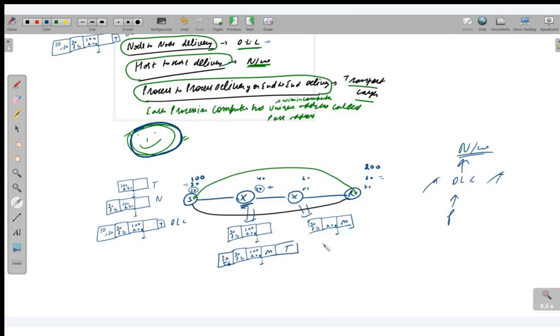Okay, so this was 100. So it will again pack. So what will it attach? It will attach a header and trailer. The data link layer will come into the picture. It will attach a header and trailer. In the header, it will say the sender is 50.